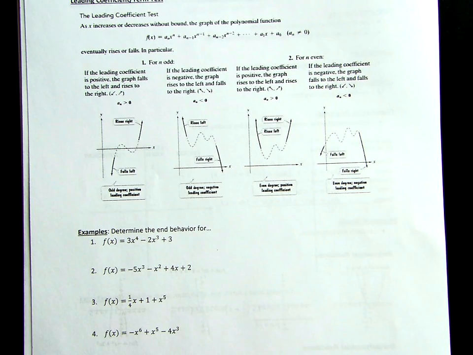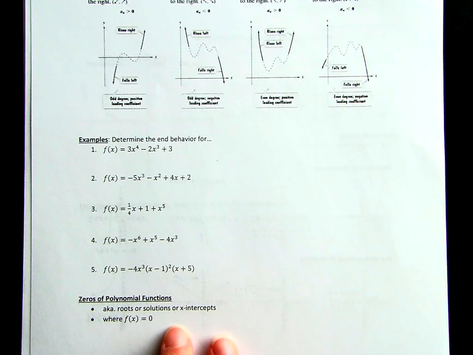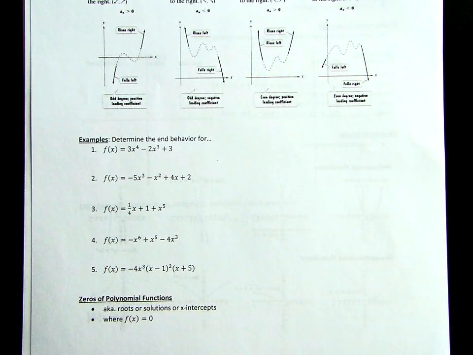So when we do the leading coefficient test or leading term test, there are two things we have to do. The first thing is to identify our leading coefficient and whether it is positive or negative. The other thing is to identify the degree of our polynomial, because that's going to tell us whether we have an even degree or an odd degree. Okay? Those are the two things you have to look for. And we're going to do five of them, where we are just determining the end behavior. So if you see something that says determine the end behavior, or use the leading term test to determine end behavior, it's the same thing.